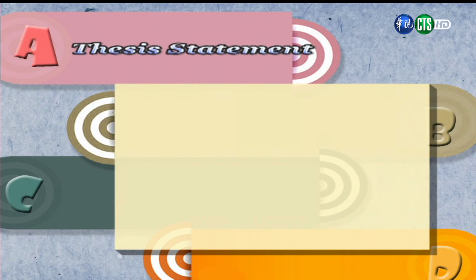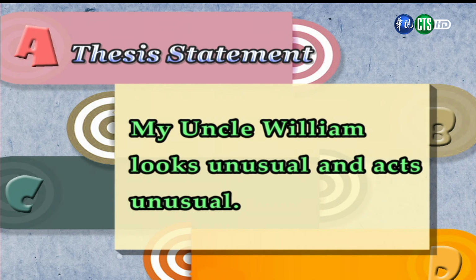And so therefore, we can come up with a thesis statement like this one: my Uncle William looks unusual and acts unusual. However, there's one problem with this topic sentence, and that is that it does not include any mention of the fact that Uncle William is the writer's favorite relative, even though that's the main topic of the essay.